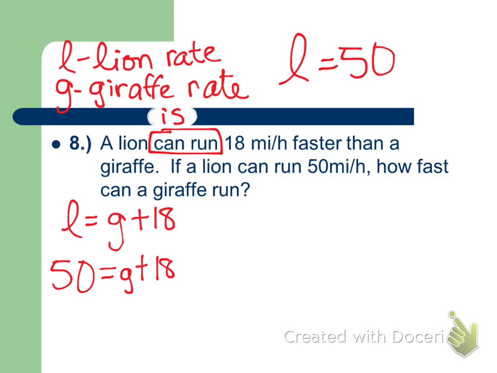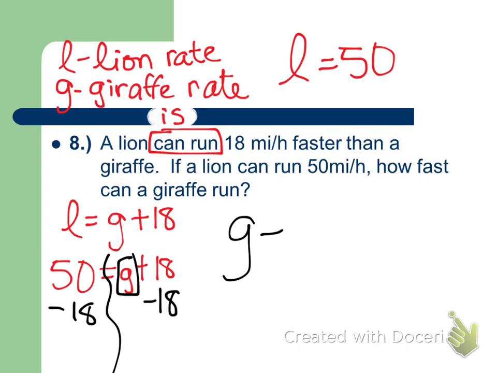Now this one ends up being a lot easier to solve. What do I have to do to both sides? If I'm trying to solve for G. Subtract what? 18. Subtract 18. So how fast can the giraffe run? I think I heard somebody say it. 32 miles per hour. Good. Don't forget your units.